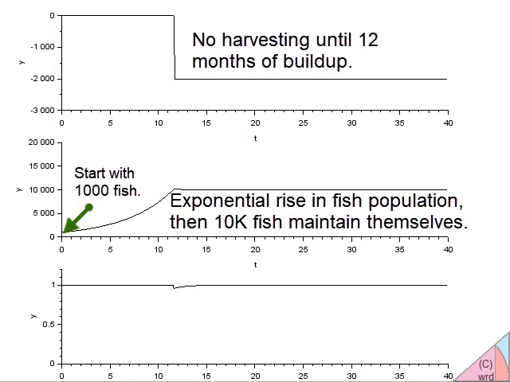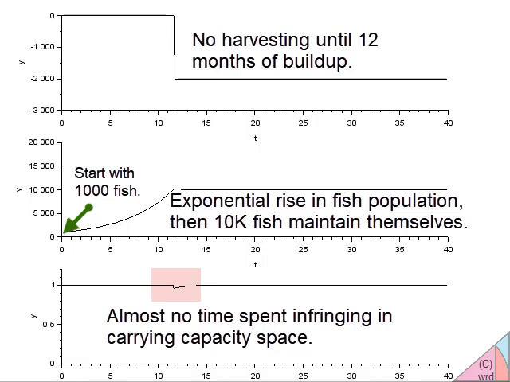Here are two startup models where harvesting begins after a build-up delay. In Run 1, we buy 1,000 fish and hold off harvesting our 2,000 fish per month until around 12 months when we are safely at 10,000 individuals. As you can see, we spent just a bit of time in the reduced fertility zone, a small nick in the graph, so the start of harvest was pretty well timed.